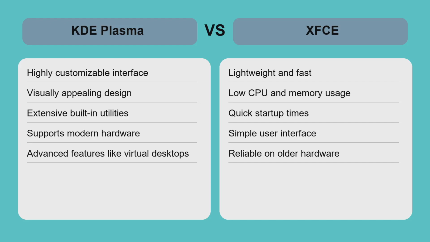Comparing KDE Plasma and XFCE on Arch Linux comes down to performance versus features. KDE excels in offering a rich, customizable experience suitable for users who want a modern, attractive desktop with many tools at their fingertips. However, it demands more system resources, which might slow down older machines. XFCE, on the other hand, shines in environments where speed and low resource consumption are critical. It delivers a stable and simple desktop that boots quickly and runs smoothly on limited hardware, but lacks the polish and advanced features of KDE.